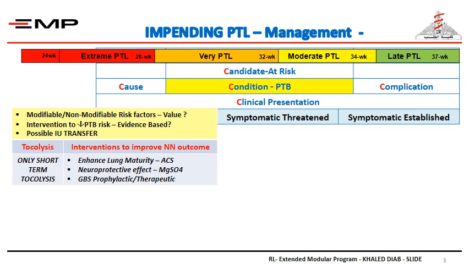Possible interventions for threatened, diagnosed, or impending preterm labor are tocolysis and the 3 measures to improve neonatal outcome and a possible intrauterine transfer.